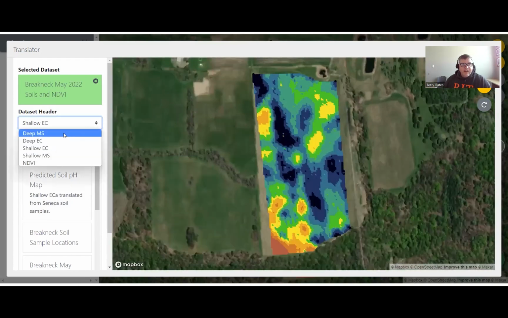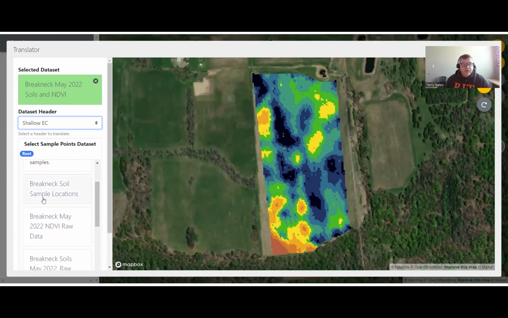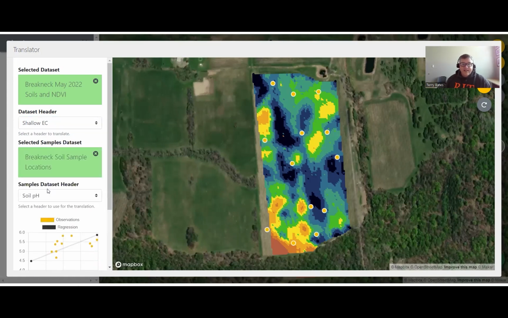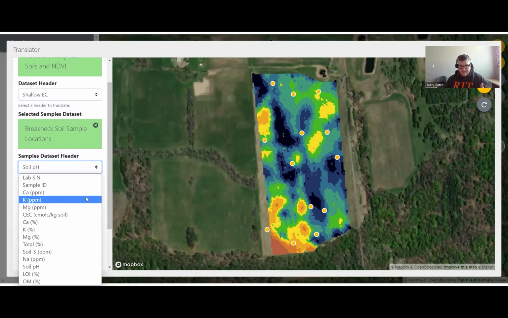We have the headers that are in that compiled data set: deep MS, DPC, shallow EC, shallow MS, and NDVI. We're going to go with shallow EC because we know from our experience that shallow EC tends to relate a lot to some of our soil chemistry, especially with respect to cations and cation availability to the plants. So calcium, potassium, magnesium. And we want to compare that to the stratified sample soil locations. And then we have a bunch of headers on that, and that's the analysis that came back from the lab on those soil samples.